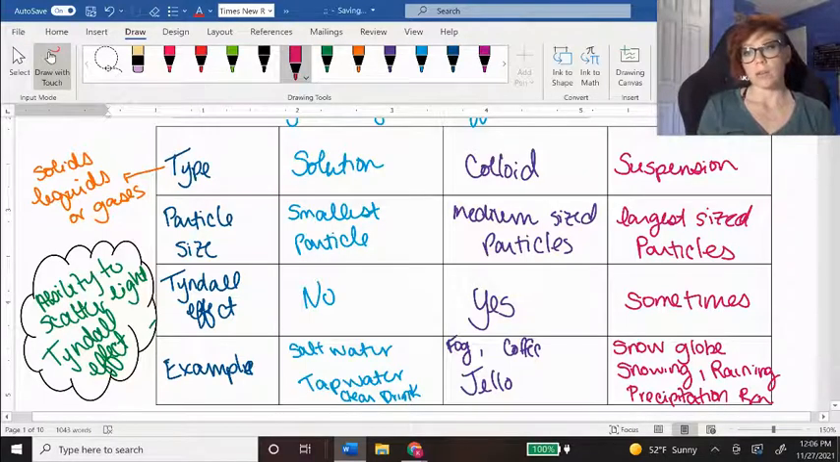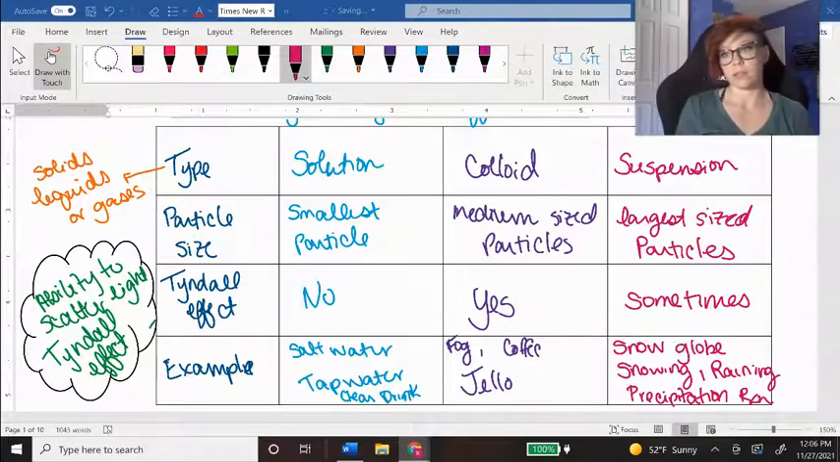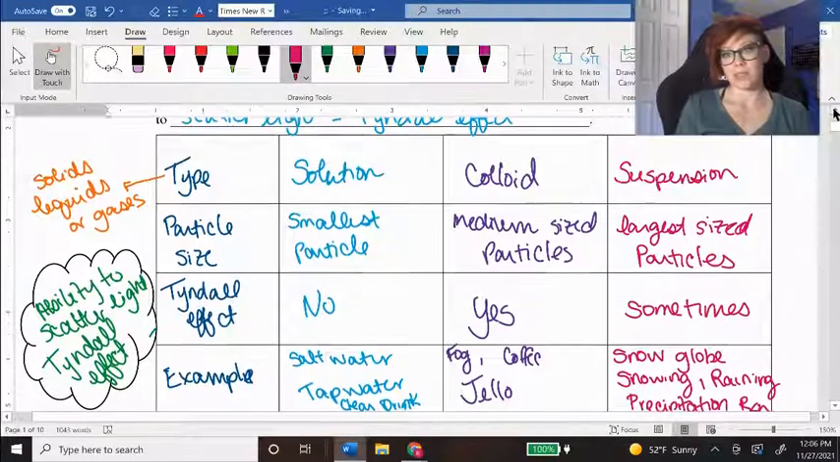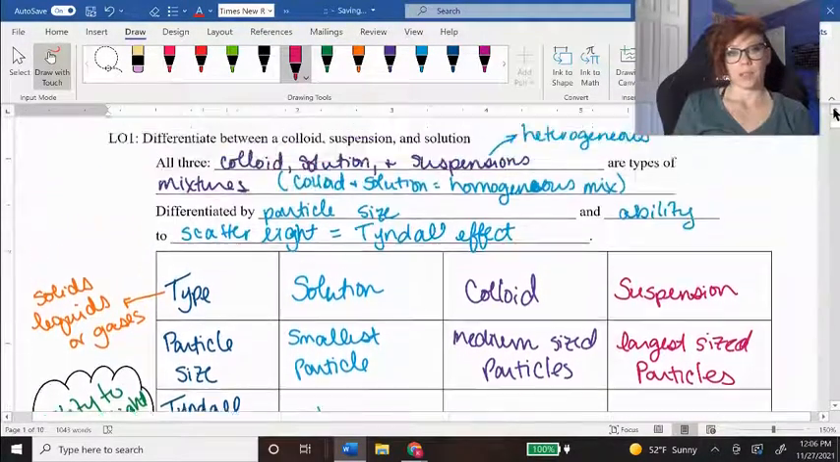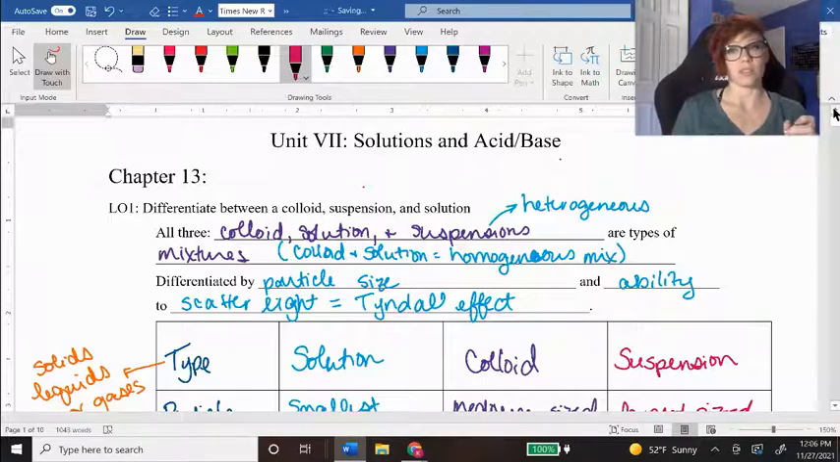So again, this was learning objective 1, chapter 13: differentiate between a colloid, suspension, and solution.